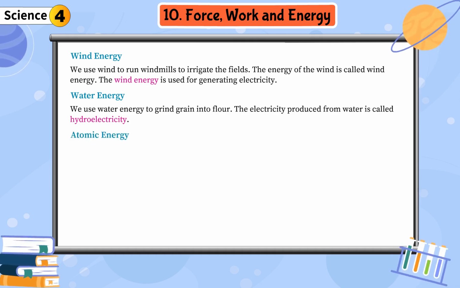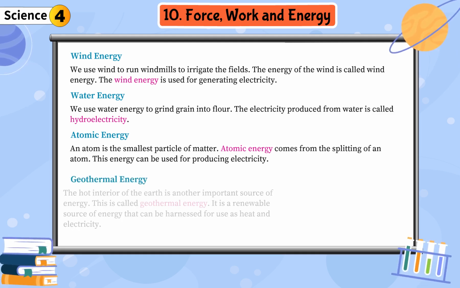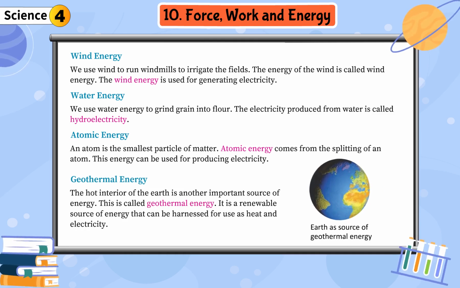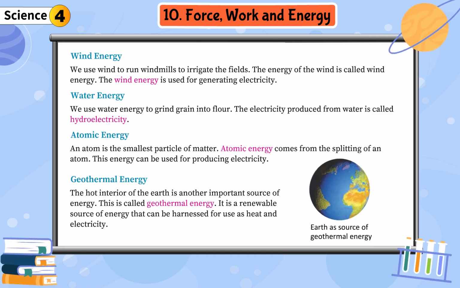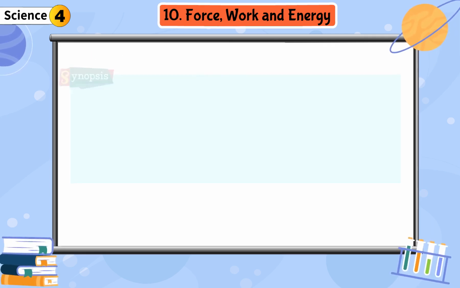Atomic energy. An atom is the smallest particle of matter. Atomic energy comes from the splitting of an atom. This energy can be used for producing electricity. Geothermal energy. The hot interior of the earth is another important source of energy. This is called geothermal energy. It is a renewable source of energy that can be harnessed for use as heat and electricity.